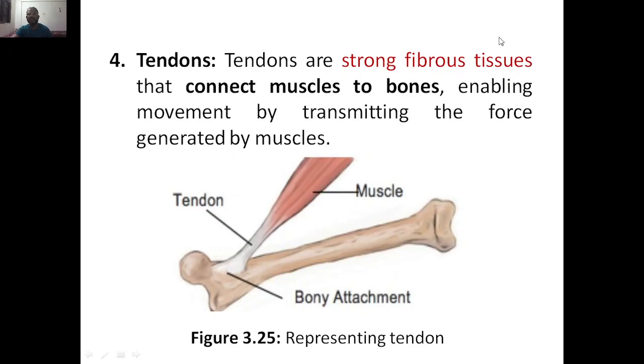So tendons are nothing but a strong fibrous tissue that connects the muscles to the bones, enabling movement by transmitting the force generated by the muscle. That means ಇಲ್ಲಿ ಏನು ಹೇಳ್ತಾ ಇದೆಯಪ್ಪ ಅಂದರೆ, ಇಲ್ಲಿ ನಮಗೆ ಬೋನ್ ಇದೆ, ಇದರಲ್ಲಿ ಜನರೇಟ್ ಆಗಿರೋ ಫೋರ್ಸನ್ನು ನಾವು ಮಸಲ್ಗೆ ಟ್ರಾನ್ಸ್ಫರ್ ಮಾಡ್ತಾ ಇದ್ದೇವೆ. ಸೊ ಇದು ಟೆಂಡನ್ನು ಮಸಲ್ ಮತ್ತು ಬೋನ್ ನಡುವೆ ಇರುವಂಥ ಒಂದು ಬ್ರಿಡ್ಜ್ ಆಗಿ ಆ್ಯಕ್ಟ್ ಆಗುತ್ತೆ.